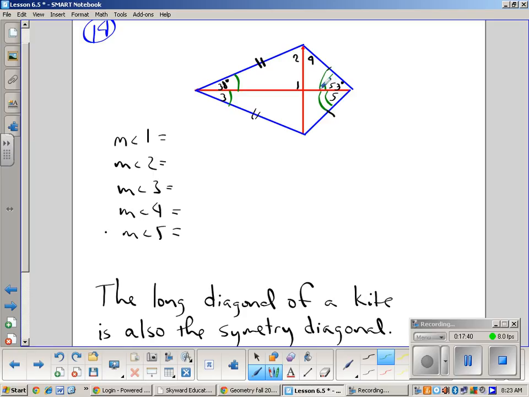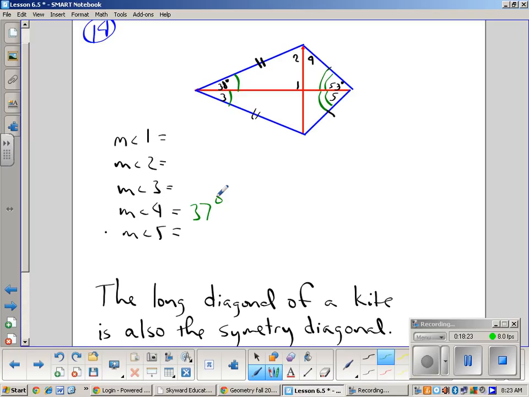So what's the measure of angle 3? 38. 38 degrees. What's the measure of angle 5? 53. 53 degrees. What's the measure of angle 1? 90, because those diagonals have to be perpendicular. So how do I find the measure of angle 4? 90 plus 53 plus the measure of angle 4 equals 180. So if I combine 90 and 53 and subtract from 180, I get, what was the number? 37. Okay, and that was angle 4.